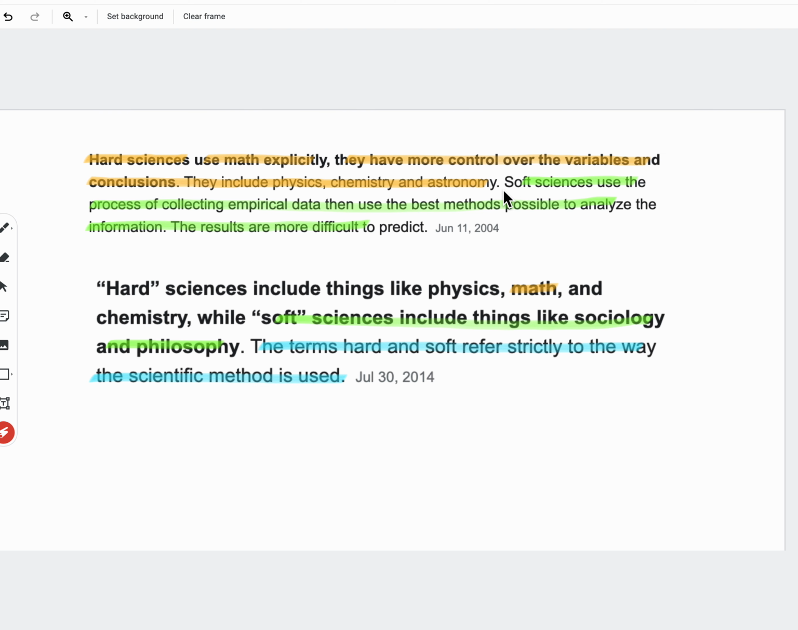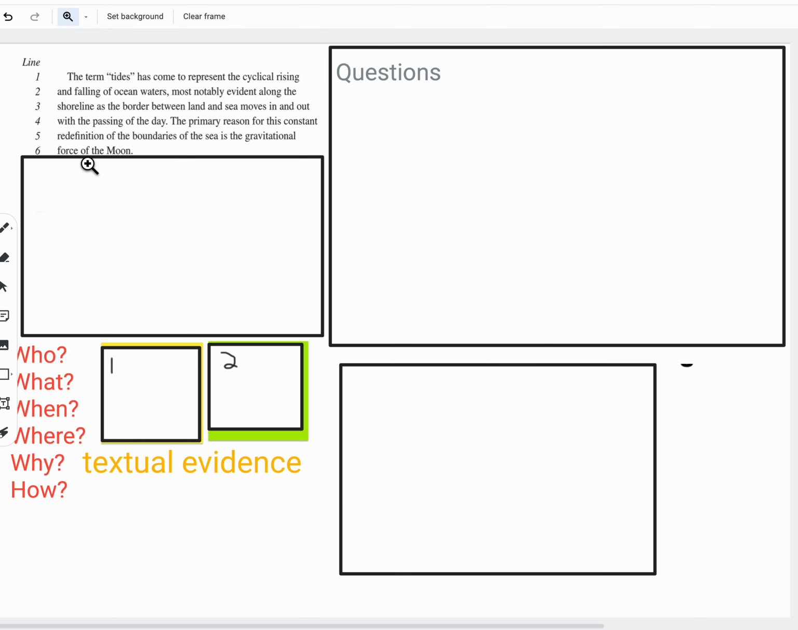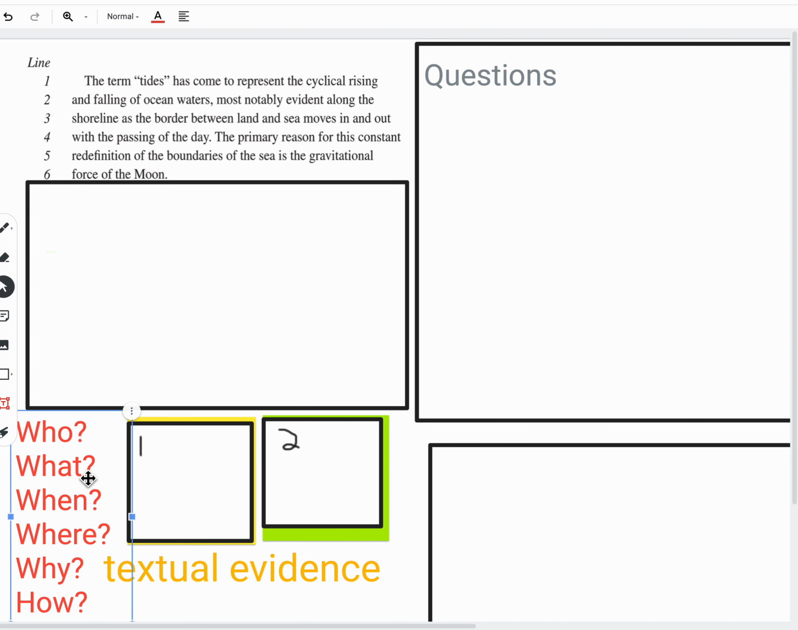For example, social psychology really explores A, what motivates human behavior, and B, how that motivation is influenced by society. That is very subjective and abstract. That would be an example of a soft science. Others include sociology and philosophy, psychology in general, economics, and so forth. The terms hard and soft refer strictly to the way the scientific method is used. Now let's take a look at our article. We're going to annotate using our 5 W's plus H. Let's read the first paragraph.